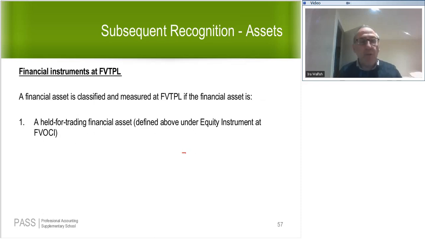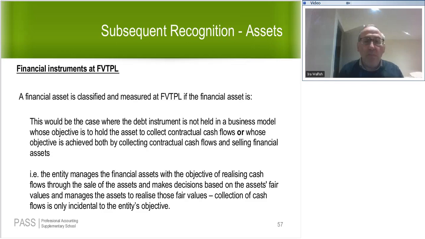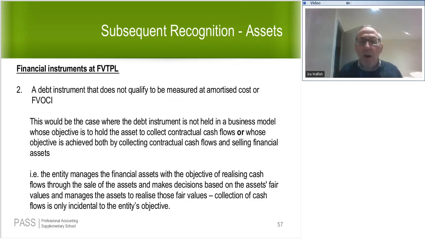Number two, a debt instrument that does not qualify to be measured at amortized cost or FVOCI. I gave you very specific conditions for debt instruments in terms of the business model and in terms of meeting the SPPI test. Depending on the business model and whether you met the SPPI test, we talked about when you would be classified at amortized cost versus FVOCI. If at the end of the day you don't qualify for either, then you would end up in FVTPL.